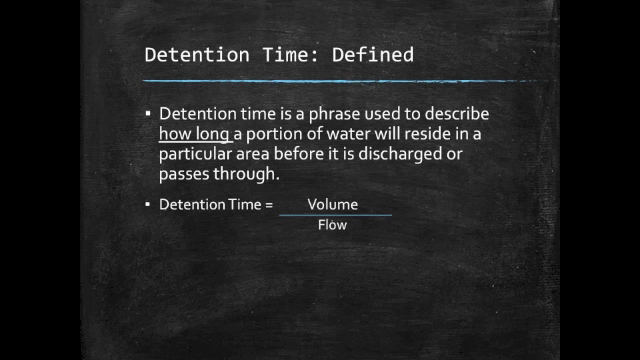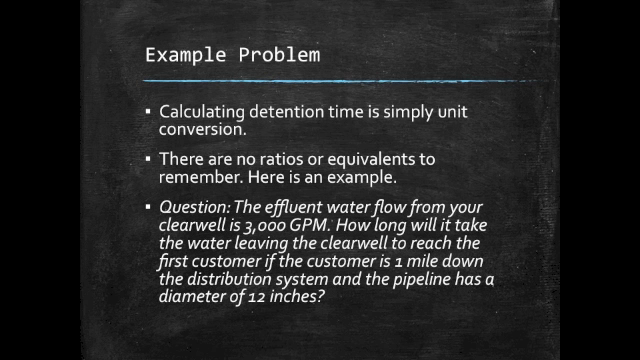Detention time is a phrase used to describe how long a portion of water will reside in a particular area before it is discharged or passes through. The formula for detention time is volume divided by flow. Calculating detention time is simply unit conversion. There are no ratios or equivalents to remember.